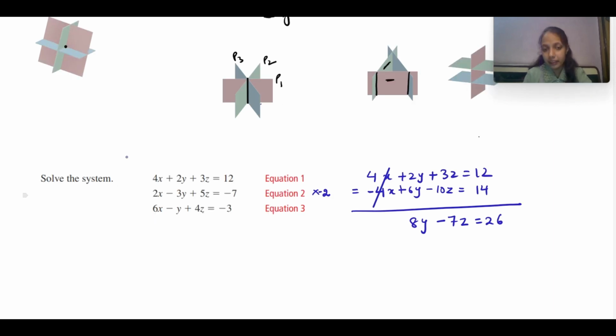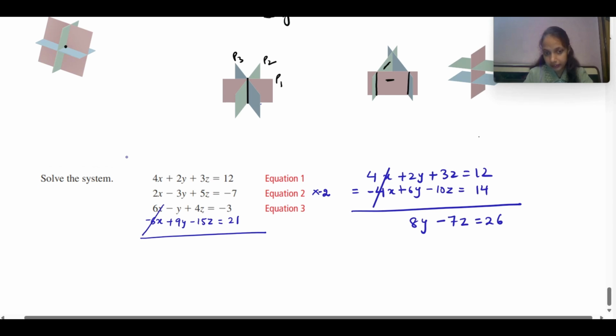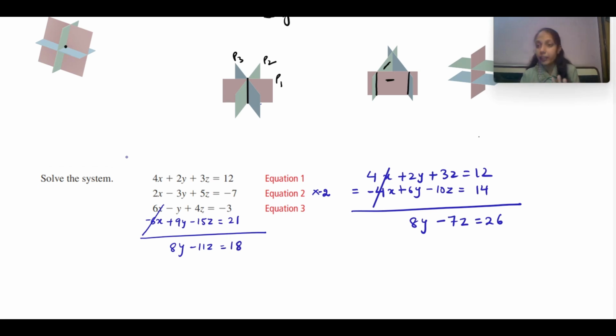Now I'm multiplying equation 2 with negative 3. I'm writing here 2 times negative 3, negative 6x, positive 9y, negative 15z equals 21. Add these two equations. This cancels, this becomes 8y, 11z, and that is 18. So now I'm getting equations in y and z variables. The x variable is eliminated. Equations are left with only two variables.